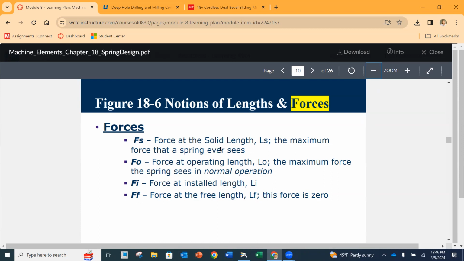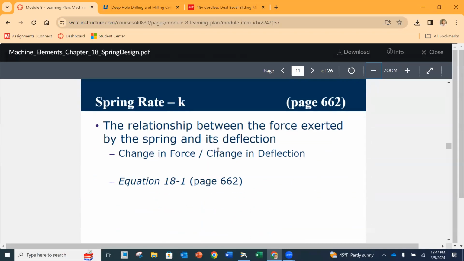Okay. Now, to calculate that, we need to know something called the spring rate. So again, going back to your physics class, I'm certain when you did that Hooke's Law lab and you worked with the springs, you probably calculated a spring rate, and it was using the letter K. It's like the standard letter for it. And spring rate is going to be that relationship between the force that's exerted by the spring and how much it deflects that spring.